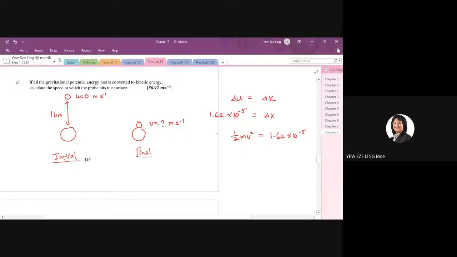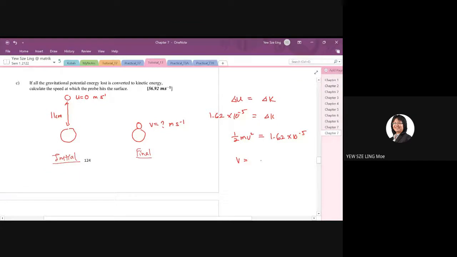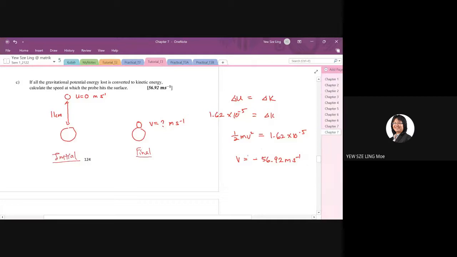All right, so rearrange the equations. What are you going to get? You will obtain v is equal to negative 56.92 ms negative 1. Now, because you square root the value, you will obtain a plus minus sign. So the correct answer should actually be negative because something is dropping. When it is dropping, the direction is downwards.